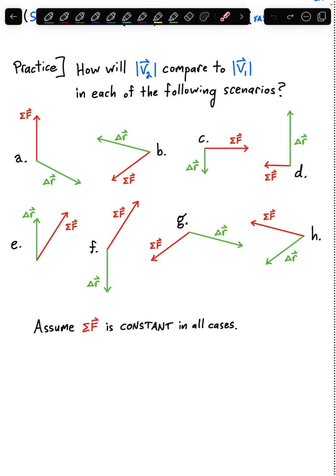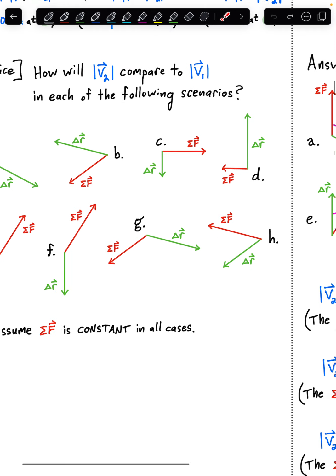So in a moment, you're going to pause the video and come up with a comparison between those 2 speeds for all 8 of these moments. Pause the video now. Ready? Here's the result.